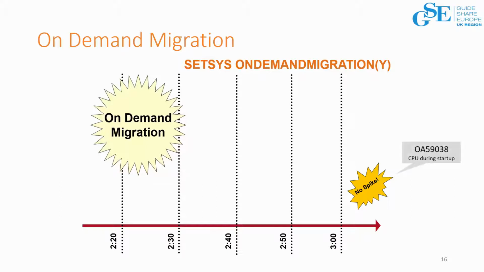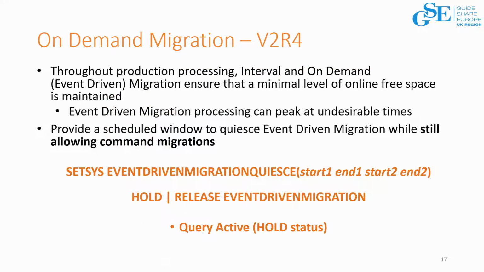You'll also want to ensure you've applied OA59038. This APAR fixes a CPU issue that occurred during startup. And then you can enable on-demand migration with this command up here at the top of the slide. It sets on-demand migration, yes. So throughout production, interval and on-demand migration ensure that a minimum level of free space is maintained.